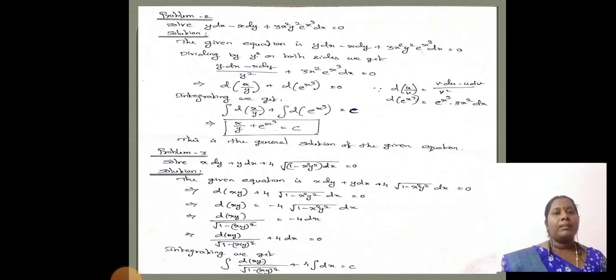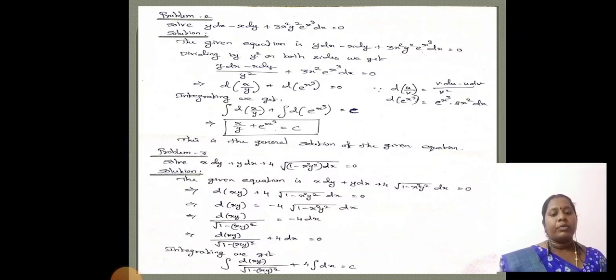Next, problem number 2. Solve y dx minus x dy plus 3x square y square e power x cube dx equal to 0. Write the given equation as y dx minus x dy plus 3x square y square into e power x cube dx equal to 0. First step is dividing by y square on both sides.